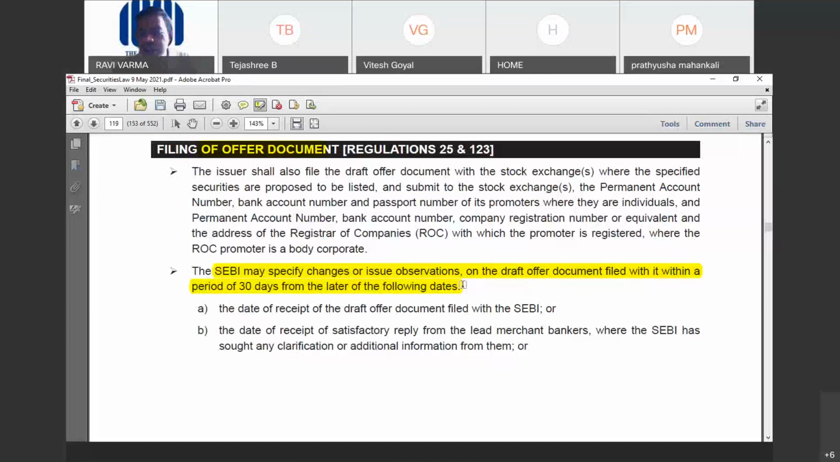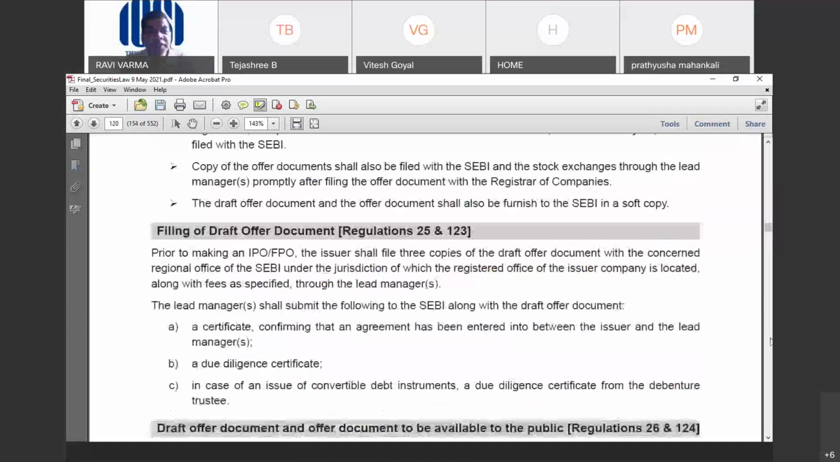Like you will require, sir, what is the flow? You have understood. Like in the next page, it is given in detail. You will file 3 copies of the draft offer document with the SEBI, right? 3 copies along with the due diligence certificate. And this due diligence certificate is given by the merchant banker. So try to understand the role of the merchant banker in the IPO.